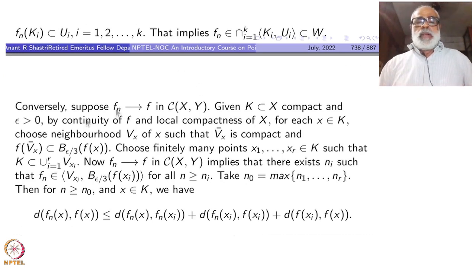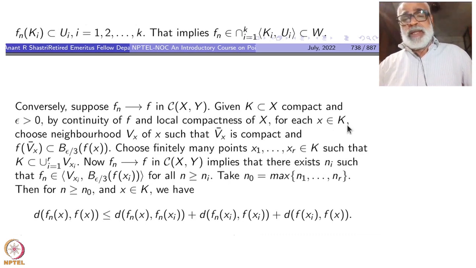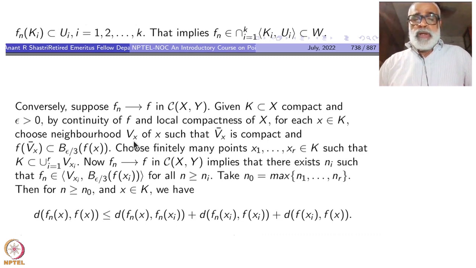Now we will see. Suppose fn converges to f in C(X,Y). Given K contained inside X compact and epsilon positive, by continuity of f and local compactness of X, I have to use this somehow. For each x belonging to K, choose a neighborhood Vx of x such that Vx bar is compact, and f of Vx bar is contained inside some neighborhood of f(x), where I will choose epsilon by 3.